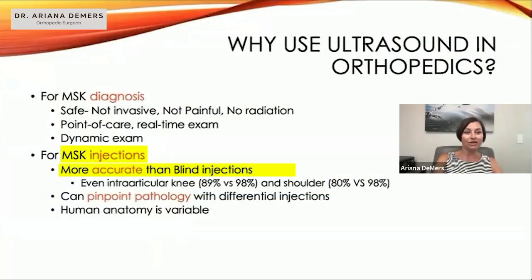Even in intra-articular knee injections, it's 89% accuracy versus 98% accuracy. And you can pinpoint the pathology with differential injections. And what I've found through the years is human anatomy is very variable. And it's always quite surprising to see what you think was one thing is another. And you can confirm for sure under ultrasound guidance.